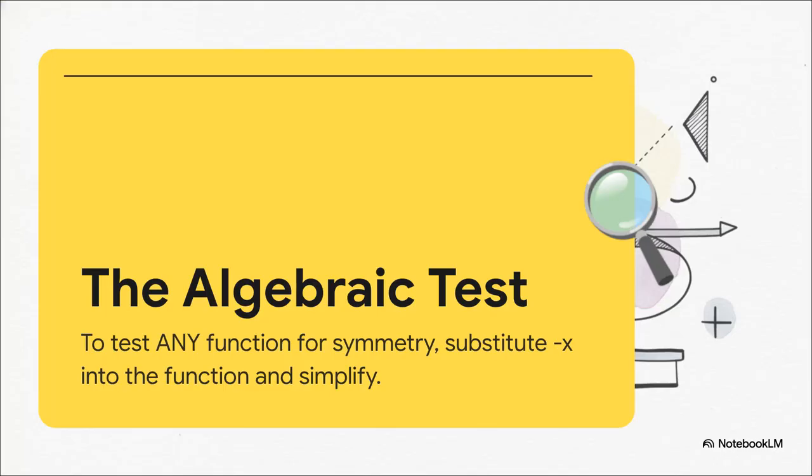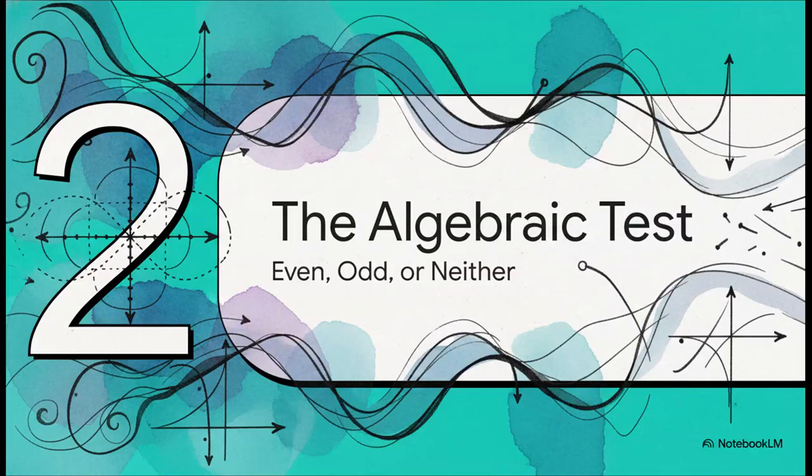This, right here, is the key to everything. The entire process comes down to this one simple action. You take any function, you replace every single x you see with a negative x, and then you simplify. And what happens next? Well, that's where the magic is. So let's break down what can happen when you run this test. There are really three possibilities, but two of them are the ones we're really looking for: even and odd.